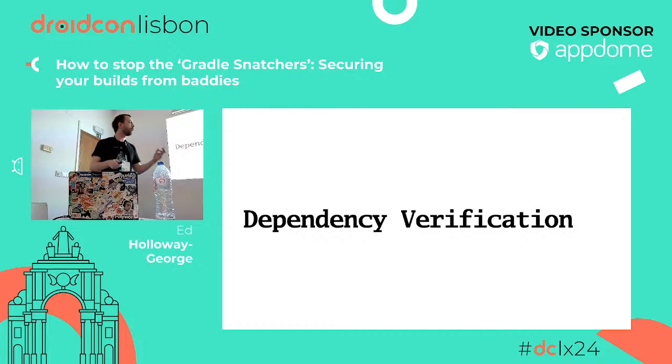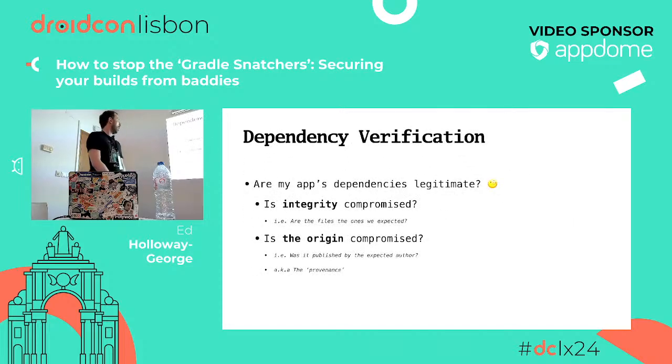We'll talk about how do we verify that the dependency is what it says it is. So we can do that 2 ways. We can, first of all, check, is the integrity of my dependency compromised? I.e., are the files that the dependency pulls down the ones I expect? And then we can also check, is the origin compromised? So was it published by the expected author? And that's also known as the provenance. So if I say provenance, we're talking about the origin. We're talking about, is it coming from a legitimate place?